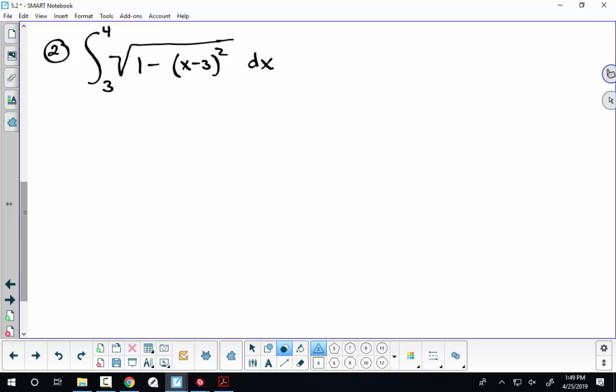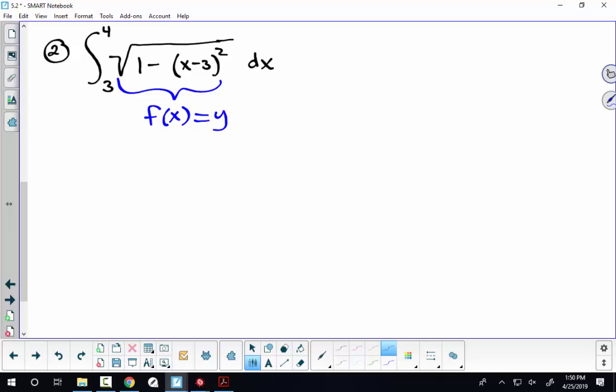So unlike the first example, we immediately recognize 2x plus 3 as a linear function, graph that, find the area. What kind of function are we dealing with here? What does it look like? Circle. Yeah. Half circle. So that's our function, f of x equals y, y equals f of x.